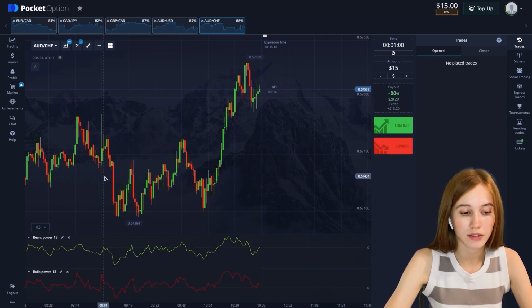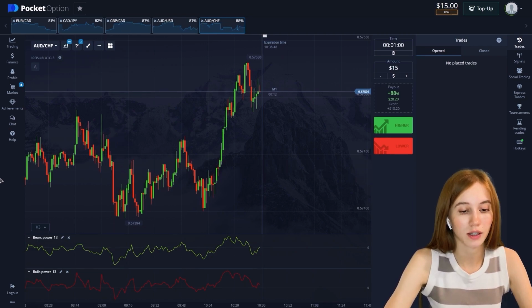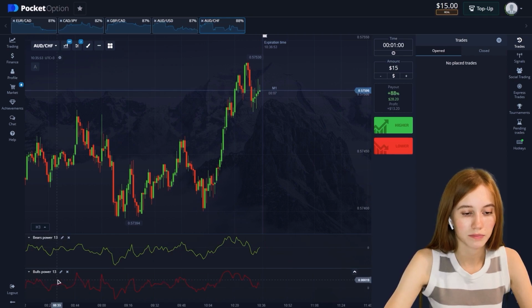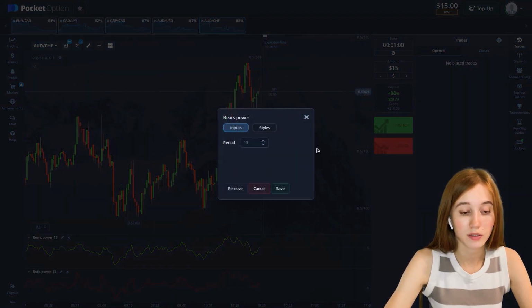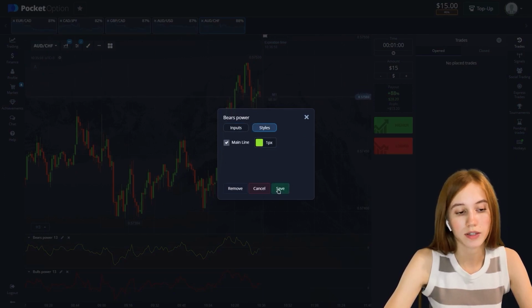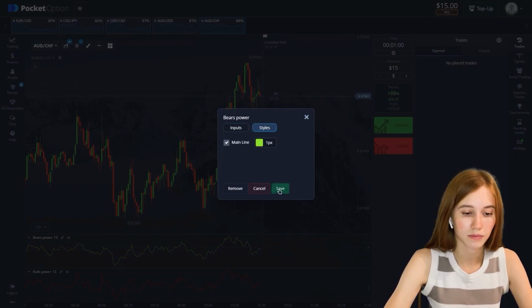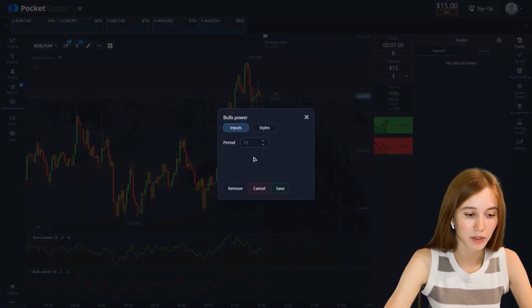For general analysis of our chart, we will use technical analysis and 2 indicators: fast power and also boost power. Let me show you the settings of these 2 indicators. This is the boost power indicator.